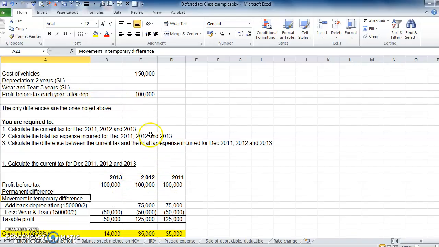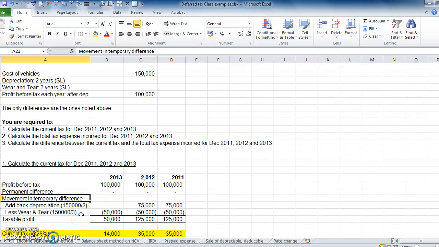The profit before tax, this is after our depreciation. So what do we do? In order to convert our accounting profit into our taxable income, we need to add back our depreciation, right? And then we deduct our wear and tear. So for 2011, we have a depreciation of 75,000. Where do we get the 75,000? It's the 150,000, the cost, divided by 2 years. So for 2011, we have depreciation of 75,000. 2012, we have depreciation of 75,000. 2013, we do not have any depreciation, because remember, we depreciated over 2 years.